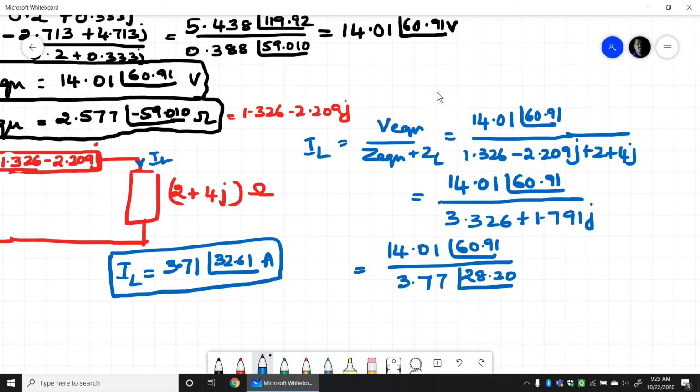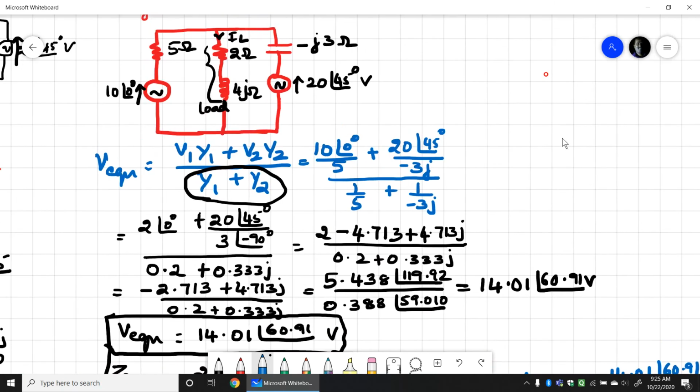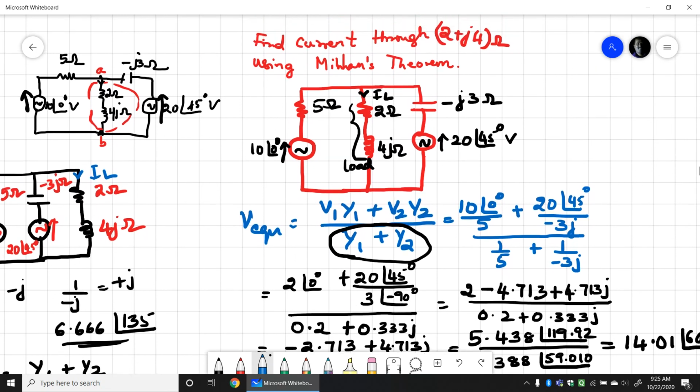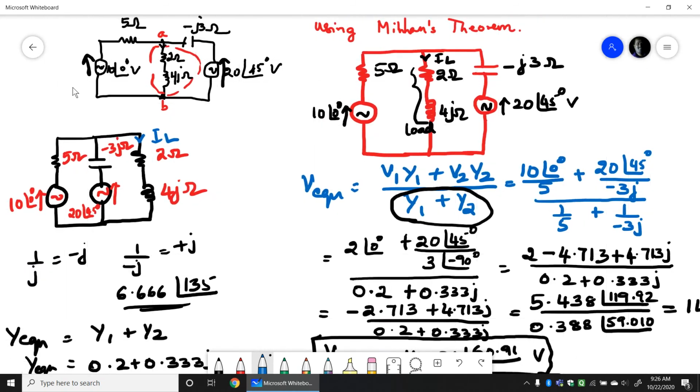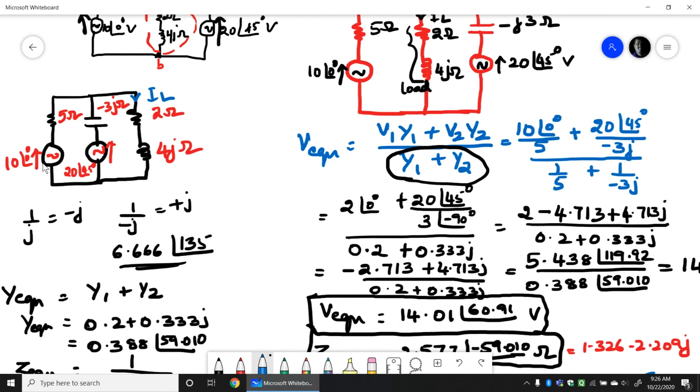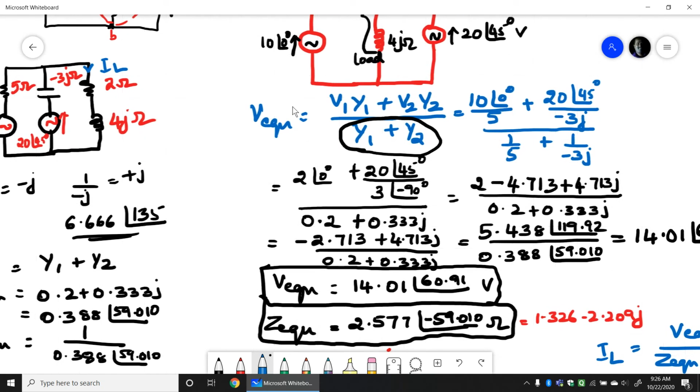So finally I'll repeat just the steps. This was the given question here in Millman's theorem. They asked to find out the current through 2 plus 4j through Millman's theorem. Therefore the 2 plus 4j in the circuit becomes a load impedance. So I have written the circuit in a different format, where I took 2 branches separately and the load impedance I have connected at the end. As we have only 2 branches, Millman's theorem says V equivalent equals V1 Y1 plus V2 Y2 divided by Y1 plus Y2, because only 2 branches are connected in parallel. So this is the formula.